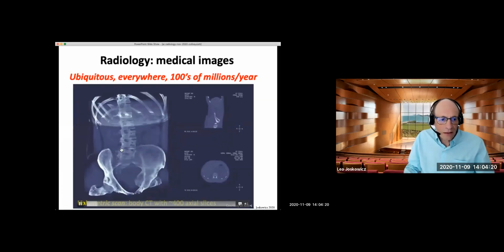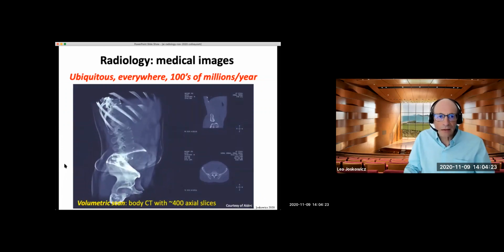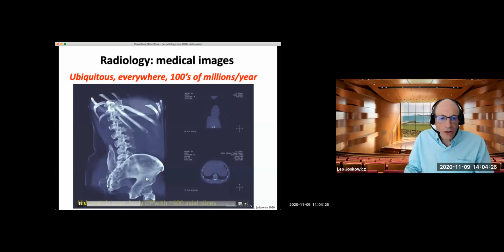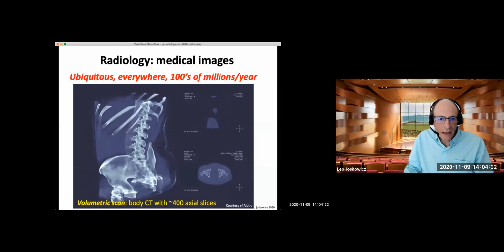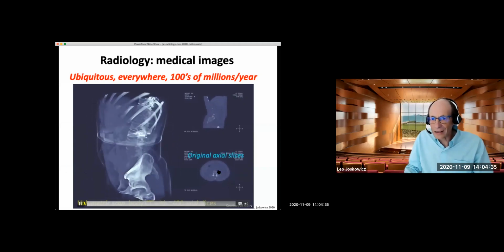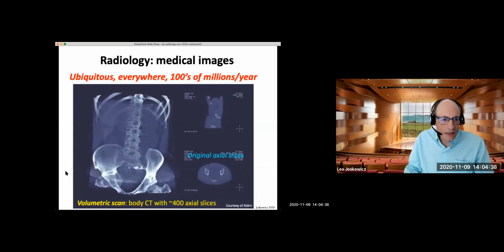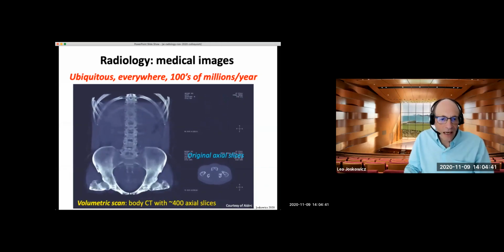So this is the topic of today. We're talking about radiology and medical images. What you see here is a CT image of the body. You see here on the right side the original axial slices, and on the left a 3D reconstruction, a visualization of the organs inside the body. This is a typical image. It's basically a sampling of the body with about 400 axial slices. Each slice is what you see here on the right, and the slices are 1 millimeter apart.